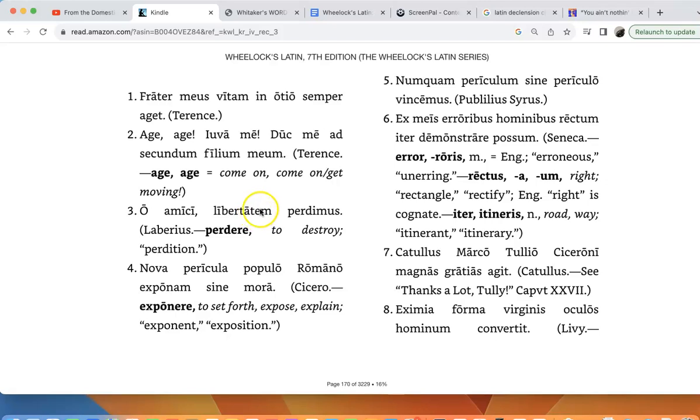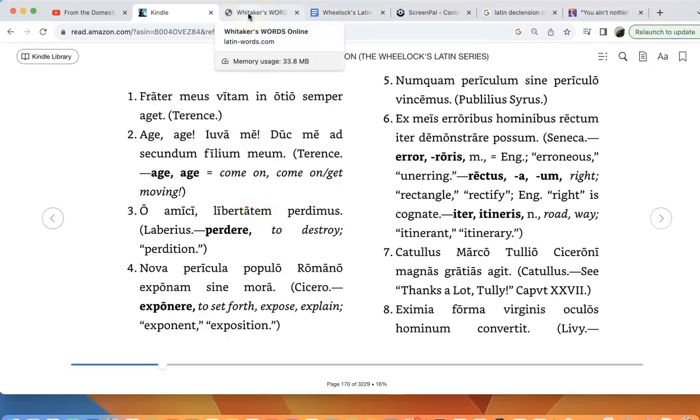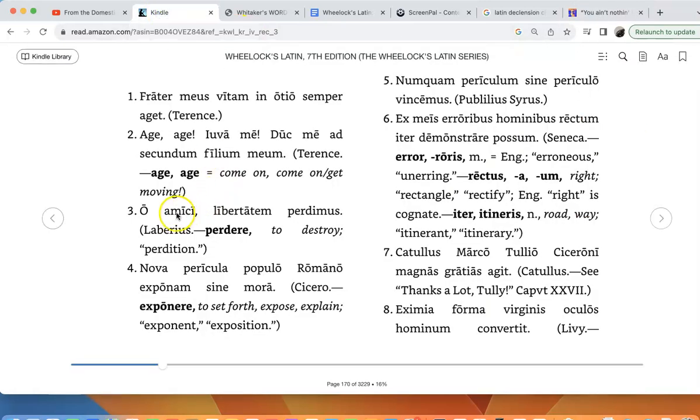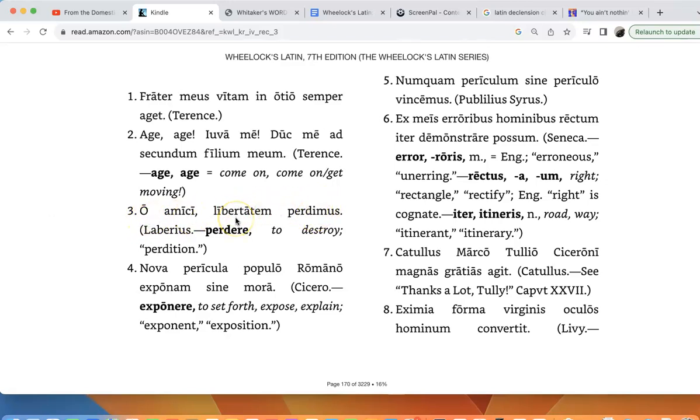Well, libertatem ends in em, that tells us it's the direct object. So if we look at third declension accusative singular, here's the singular over here. You can see it ends in em, so that is the object of the destruction. So this one is fairly straightforward, once again, once we know the vocab. Oh, friends, we are destroying liberty.